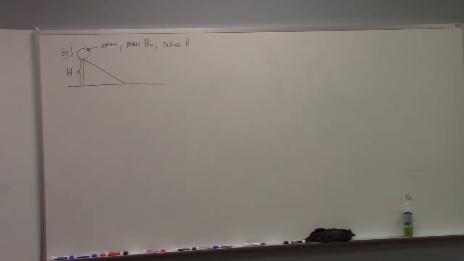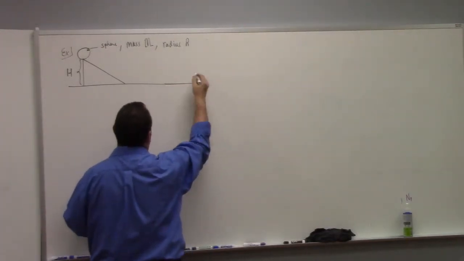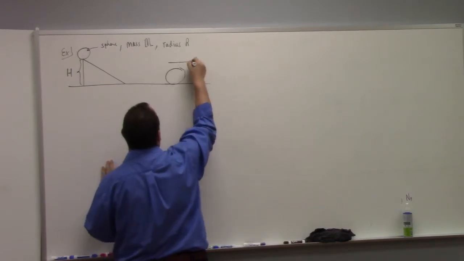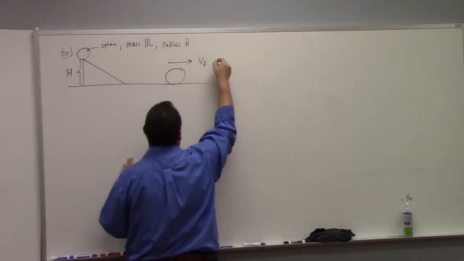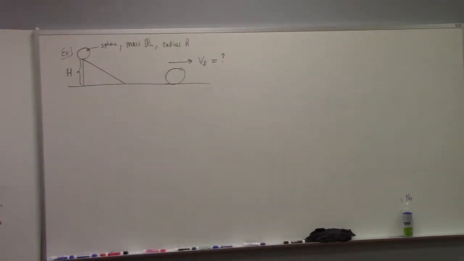And it's rolling down the hill without slipping. It rolls down this hill without slipping over to this point here, and it's got some final velocity vf. And my question then is, if this rolls without slipping down to there, and no energy is lost to friction, how fast is the ball rolling? See, that's the question.